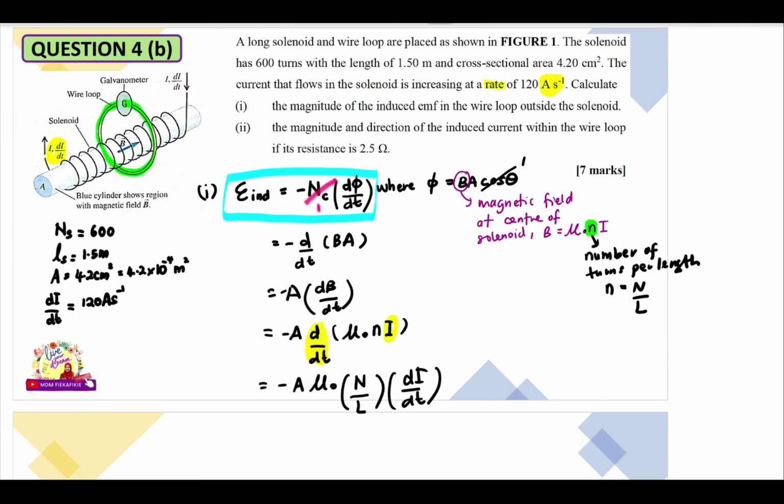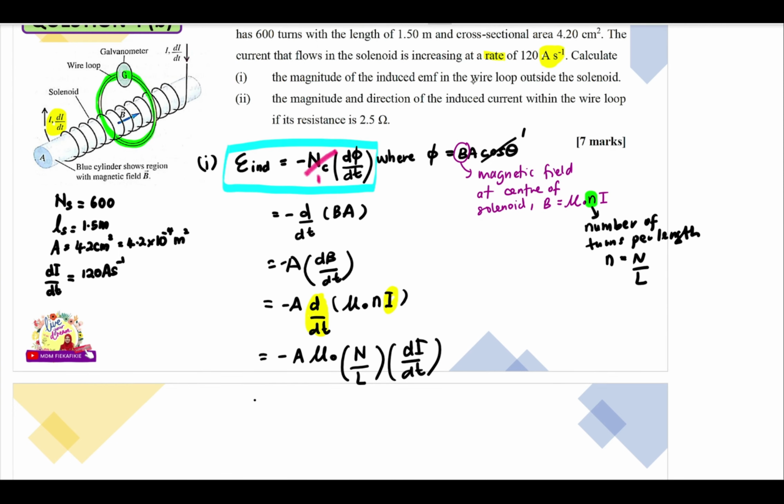Okay, jadi bila kita masukkan dalam kita punya equation ini, kita boleh dapatlah A berapa? Okay, A dia tadi 4.2 times 10 power of negative 4, kita dah kira kan, mesti dalam meter squared. And then mu naught is 4 pi times 10 power of negative 7, N over L, the number of turns for the solenoid and length of the solenoid. So 600 over 1.5. Okay, and then last kali dI over dt. So dI over dt is 120. And finally, the induced EMF, you akan dapat negative 2.53 times 10 power of negative 5 V.